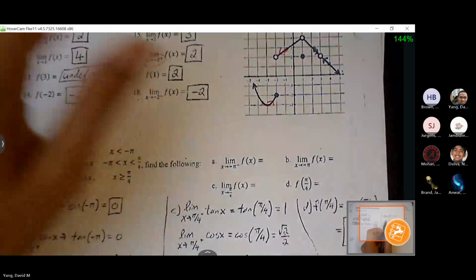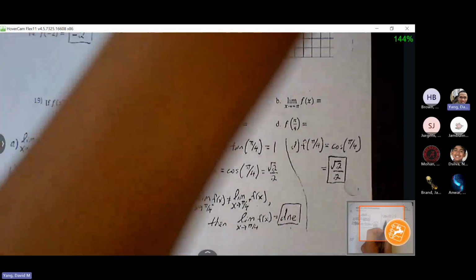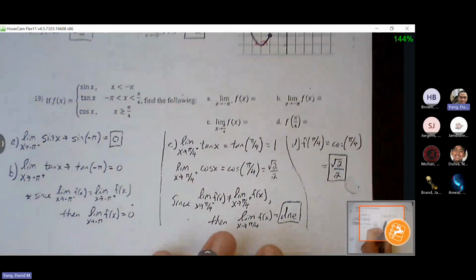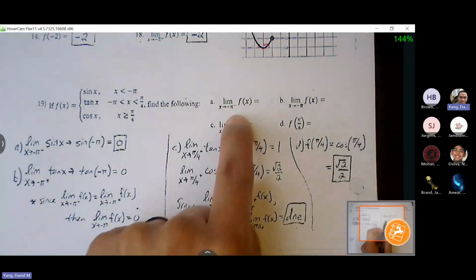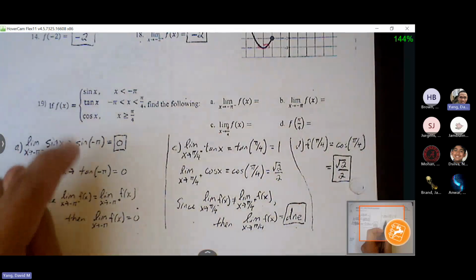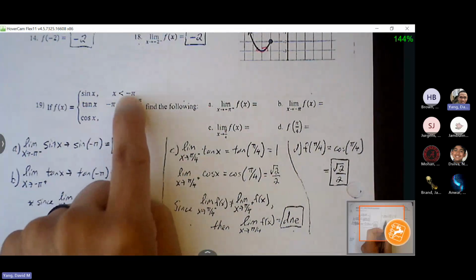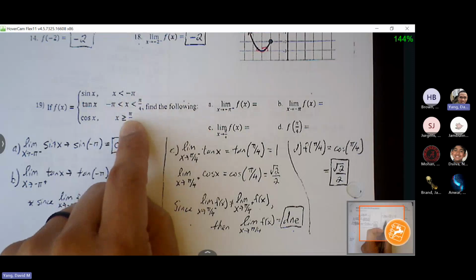Okay, 19. We have a piecewise function. As we evaluate limits and ordered pairs, we have to make sure that we are picking the correct expression based off of the restrictions and where the graph exists.